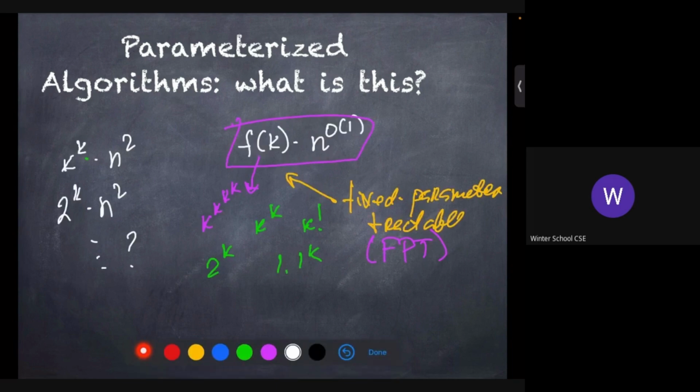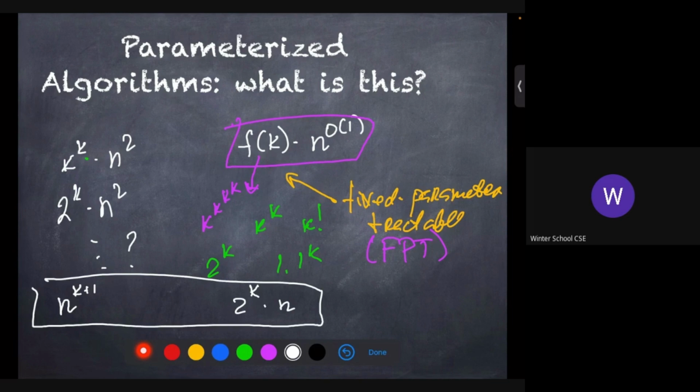If you have an algorithm of running time n to the k plus 1, and if we have an algorithm of running time 2 to the k times n, of course, the question is which algorithm is better, right? Both running times are exponential, right? When you take the first course in algorithms, the first mantra we learn is polynomial is good, exponential is bad, right?